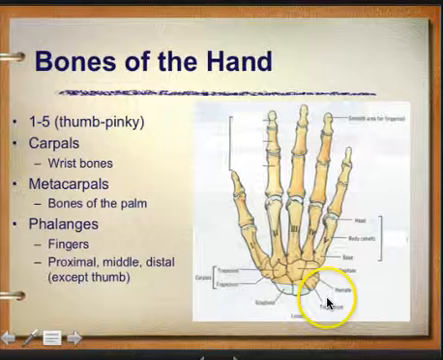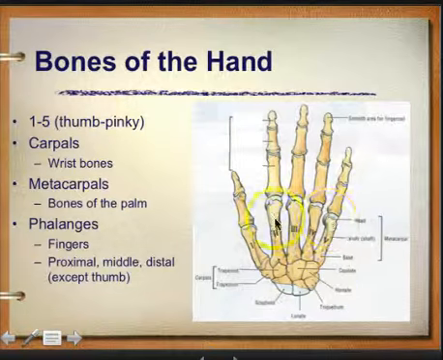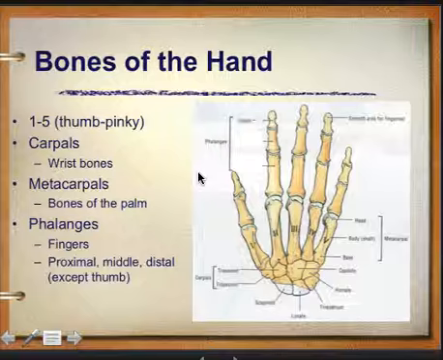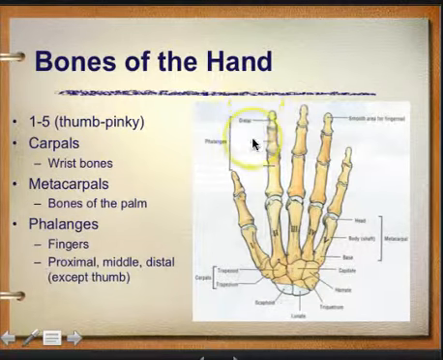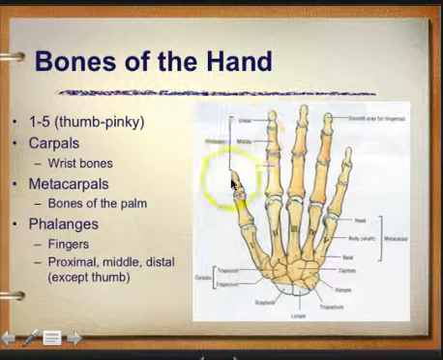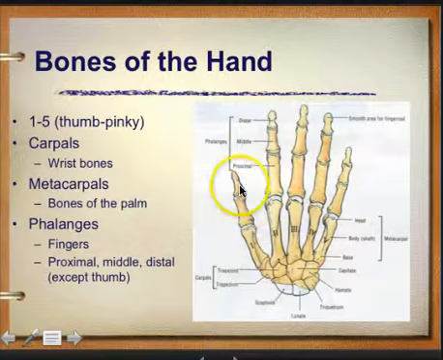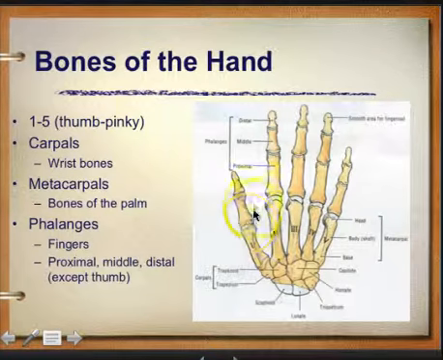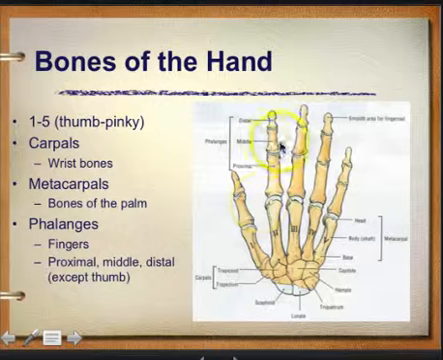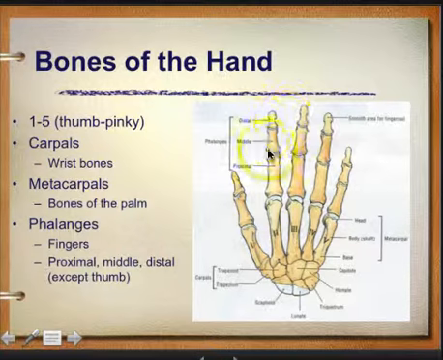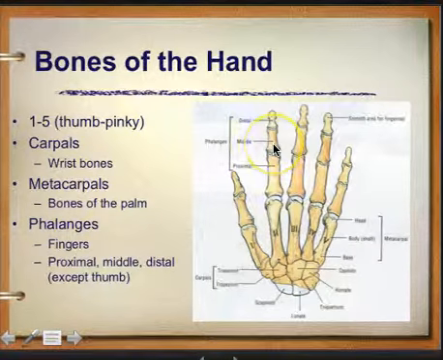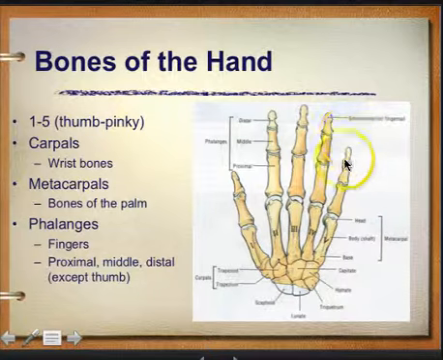Here are the carpals, followed by the metacarpals, followed by the phalanges. Here is the distal portion of the phalanges, the middle portion of the phalanges, and the proximal portion of the phalanges. If we are looking at this bone, this would be the first proximal phalange. If we were looking at this bone here, this would be the second middle phalange. If we were looking at this bone here, this would be the 5th distal phalange.